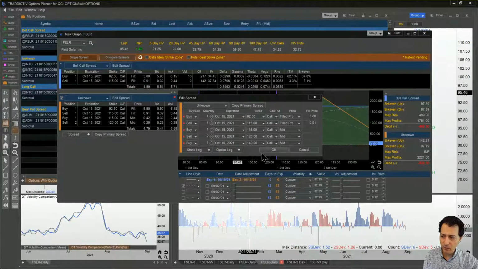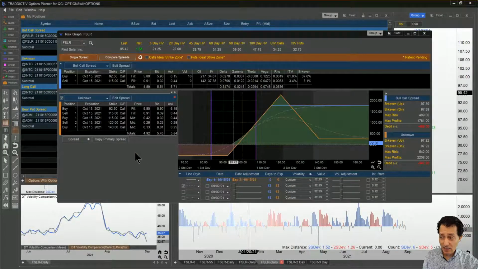So if I do 140, that would now be a directional butterfly, which has a total risk of 492. Sorry, the cost is 492, but the total risk is 542, which again is more than 489. So in other words, it is not really worth it to do the change yet. It's not really worth it yet.